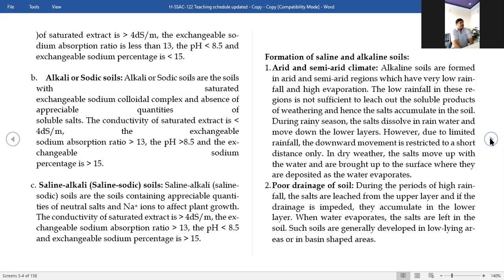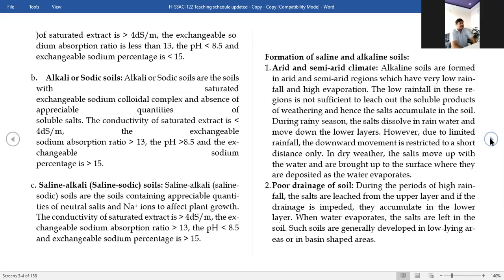Then what do you mean by alkali soil? These soils are saturated with exchangeable sodium on the colloidal clay complex, which contain electrical conductivity of greater than 4 dS per meter, exchangeable sodium adsorption ratio greater than 13, and pH greater than 8.5. And exchangeable sodium percentage is also greater than 15. This is called alkali soil or sodic soil.